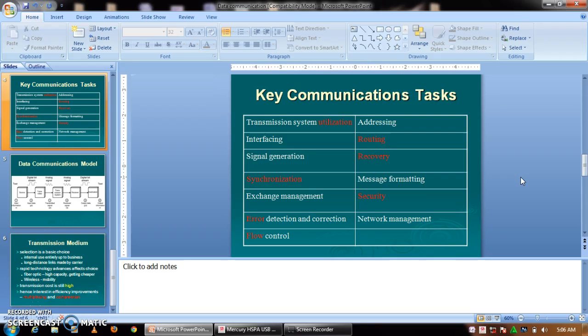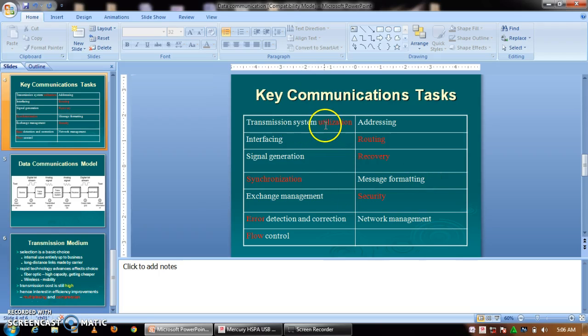Next, the key communication tasks. If you are sending one message from source to destination, there will be some key communication tasks in data communication. Let me see them one by one. First is transmission utilization. The following table lists a selection of key tasks that must be performed in a data communication system. You are going to see that now.